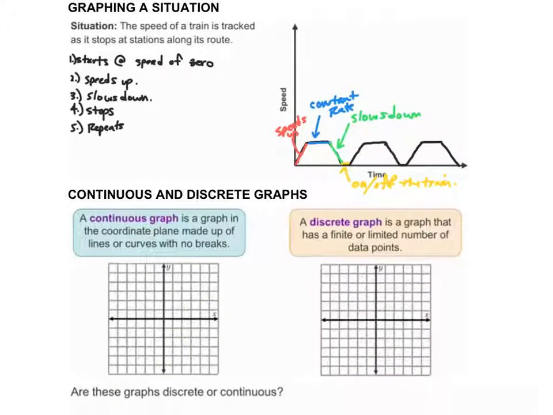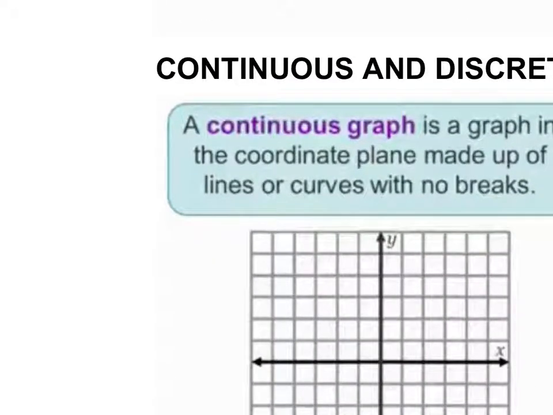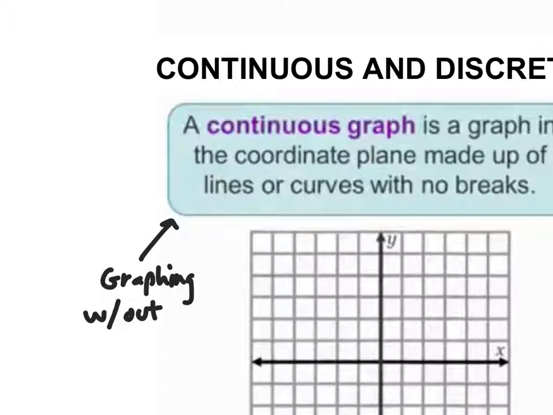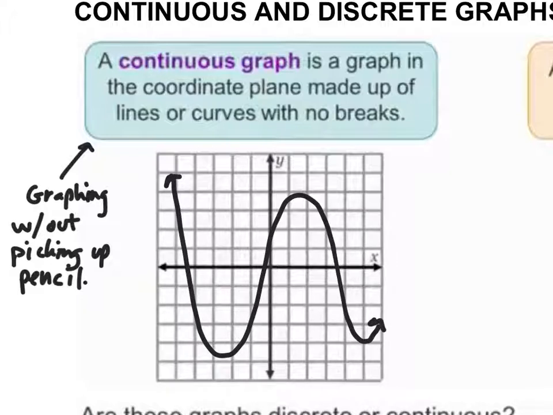All right, so we have a couple of different types of graphs. We have a continuous graph and we have a discrete graph. A continuous graph is a graph on a coordinate plane made up of lines or curves with no breaks. One thing I think of when I think of a continuous graph is graphing without picking up the pencil. A continuous graph made up of lines or curves with no breaks means that I'm just going to graph a curve like this. I'll put arrows on it, and this is just a curvy graph. These curvy graphs exist, but it's continuous because it has no breaks. I drew this whole thing without lifting my pencil.